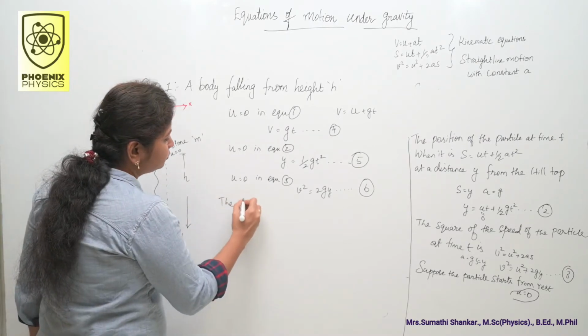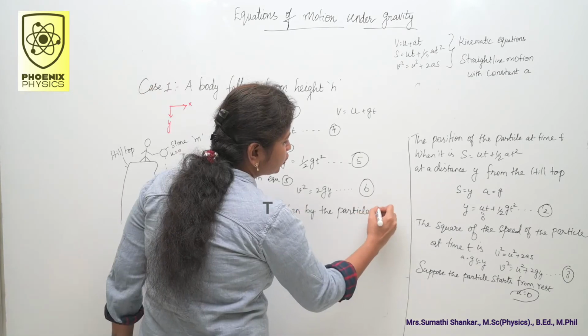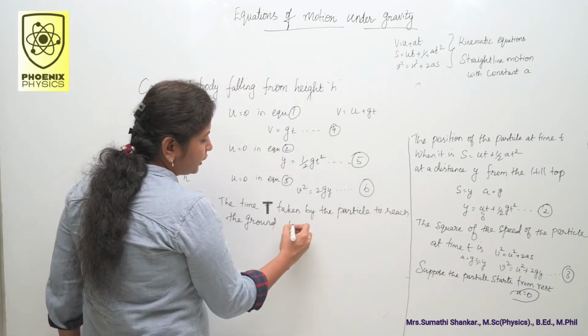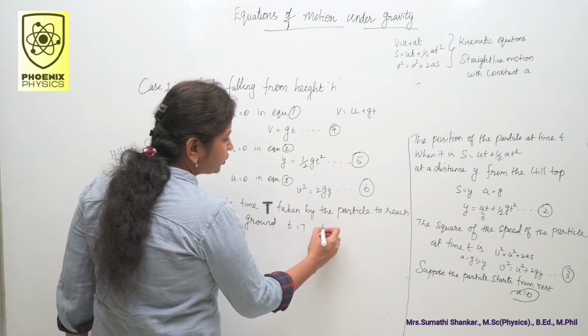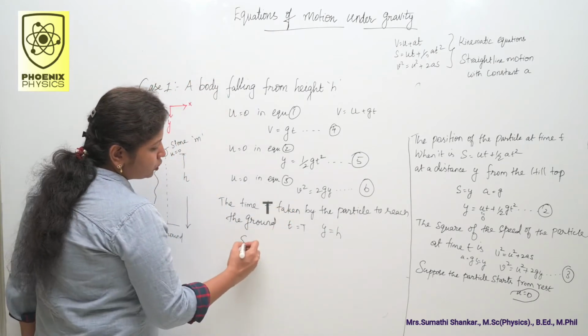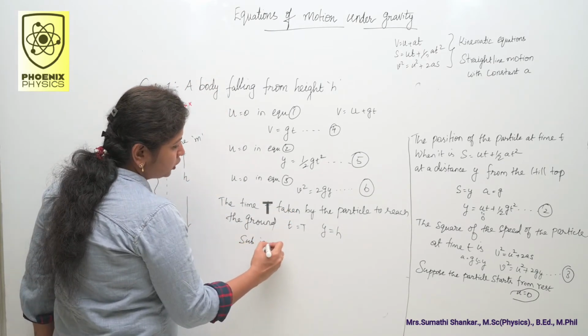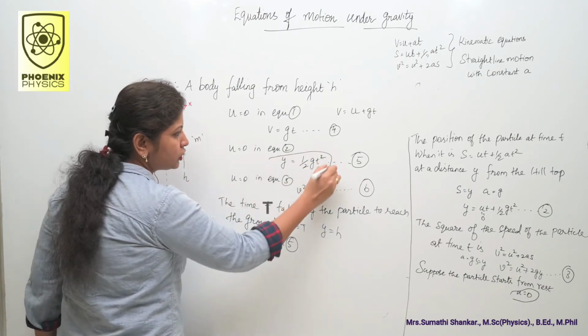The time t taken by the particle to reach the ground. Here instead of t you can substitute capital T. Instead of y you can substitute h. Substitute in equation 5. Which is our equation 5? This is our equation 5.